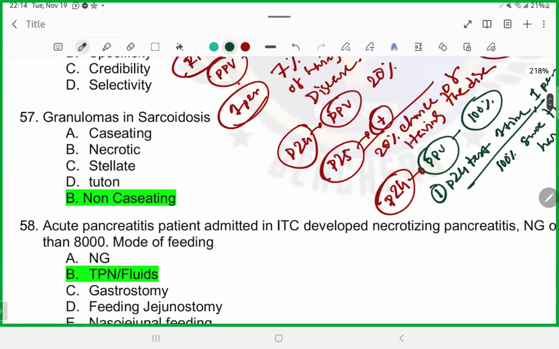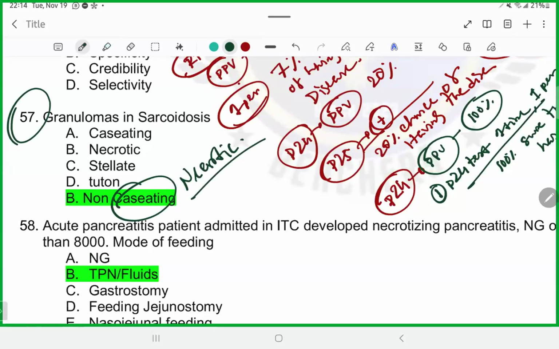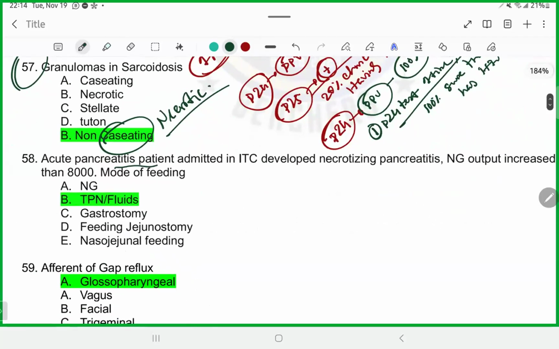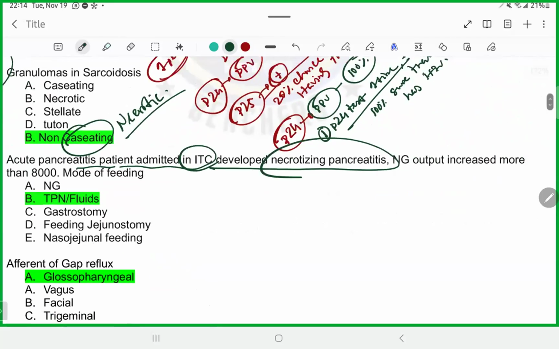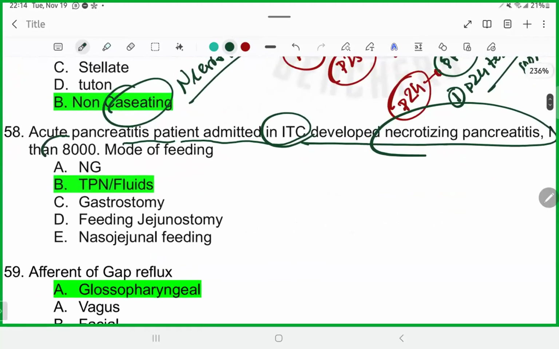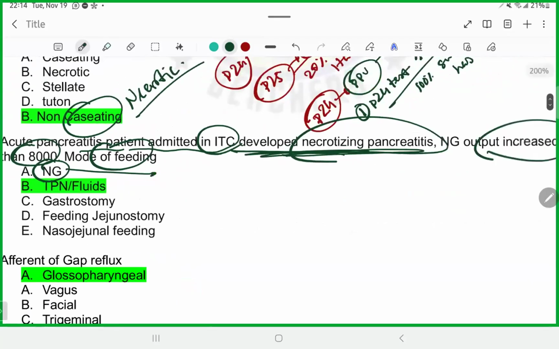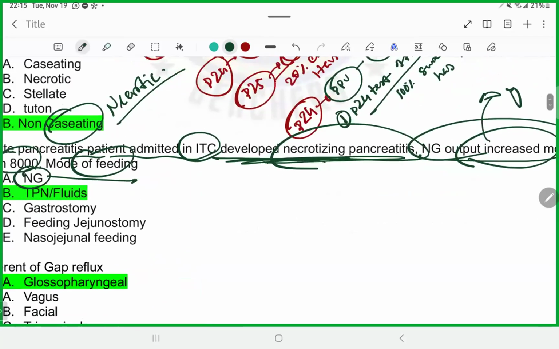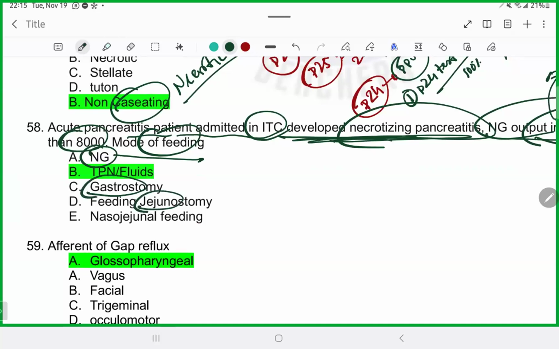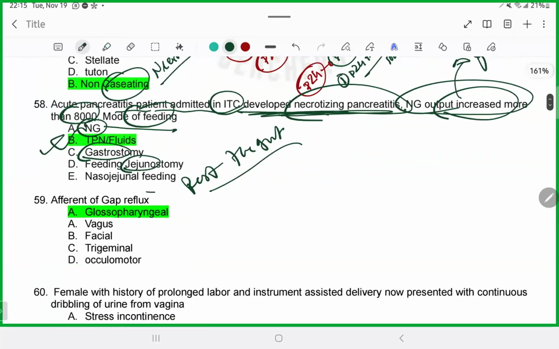Granuloma in sarcoidosis is non-caseating granuloma, sometimes they say non-necrotic granuloma, same thing. Acute pancreatitis: a patient presented with acute pancreatitis, developed necrotizing pancreatitis, NG output is increased to more than 8,000, mode of feeding? Okay, guys, what do you do? You cannot do NG because of necrotizing pancreatitis and the NG output is increasing a lot. So if you do gastrostomy or jejunostomy, those will not help. You go for TPN and you rest the gut a little bit. Very simple. We will have more questions and we will explain those there.